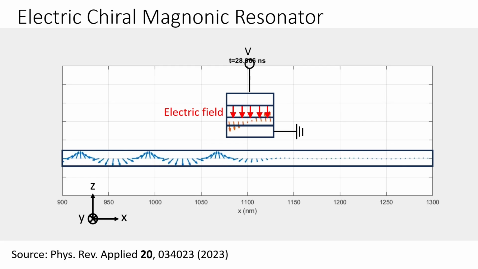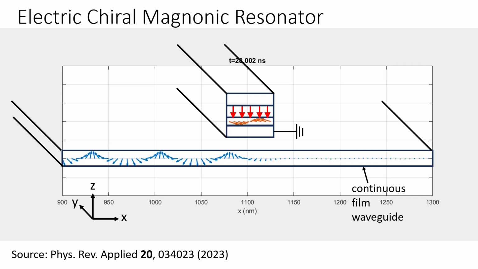In the last video, we introduced the concept of electric chiral magnonic resonator. The concept was introduced in a two-dimensional format, where we considered variation of physical quantities in the x and z direction, but not in the y direction. Effectively, we are considering a system where both the bottom continuous film waveguide and the top stripe resonator extend to infinity in positive and negative y direction. There are no variation of physical quantities along the y direction.